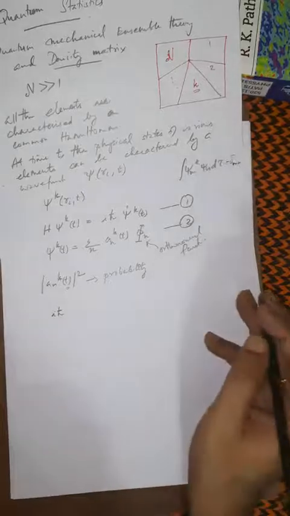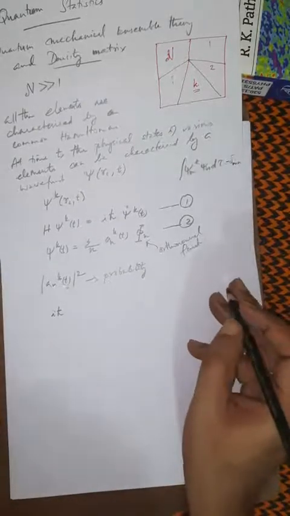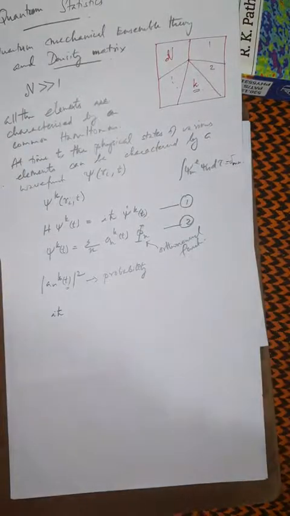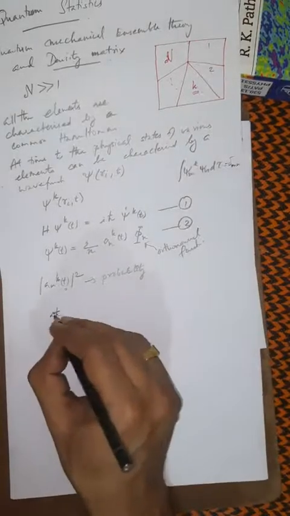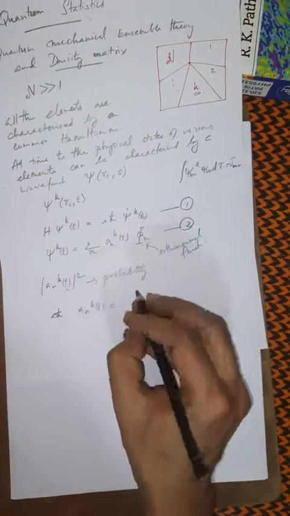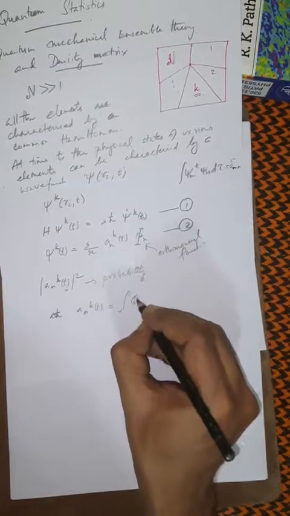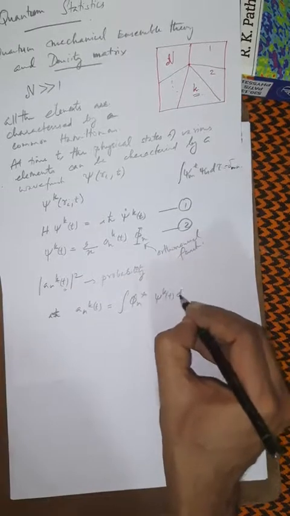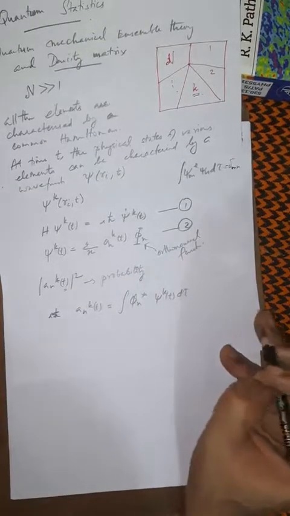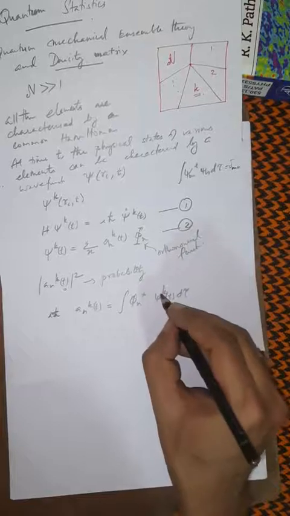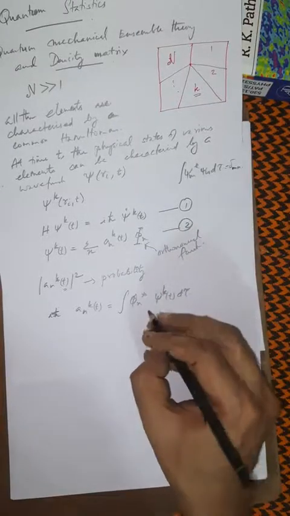Yeah, so we continue here. I can now write A_n(k,t) as equal to the integral of phi_n star psi_k(t) d tau. Right, this is a way to express the value of A_n(k,t).